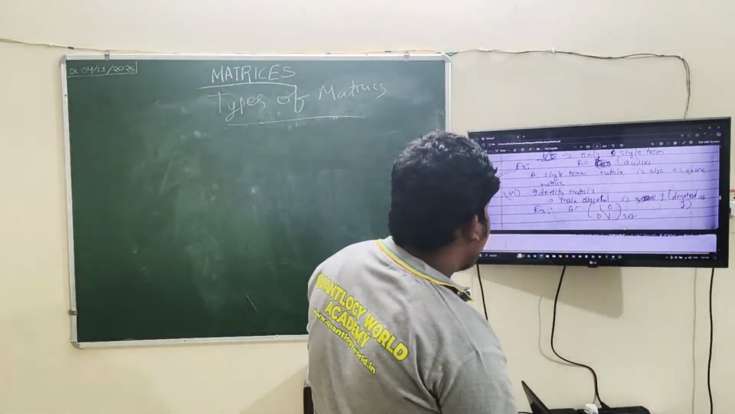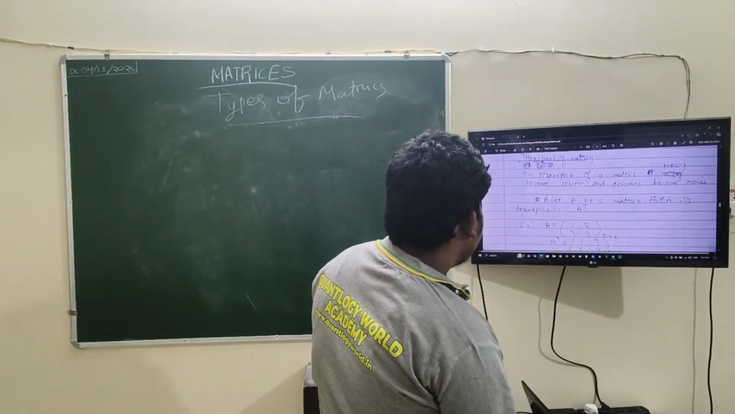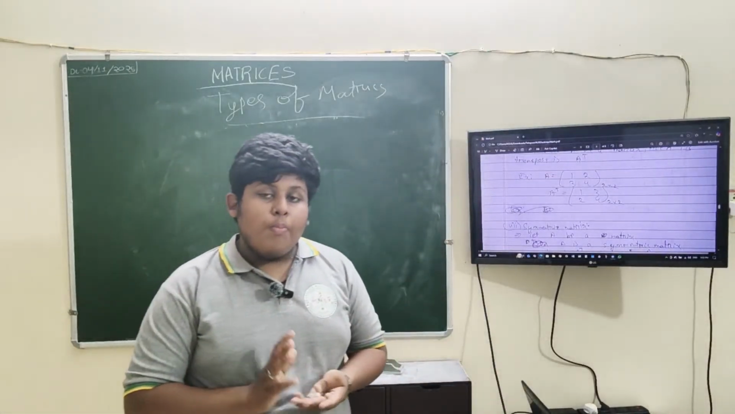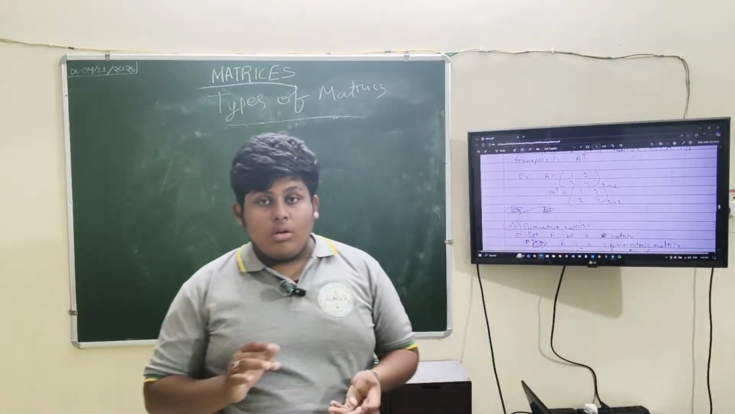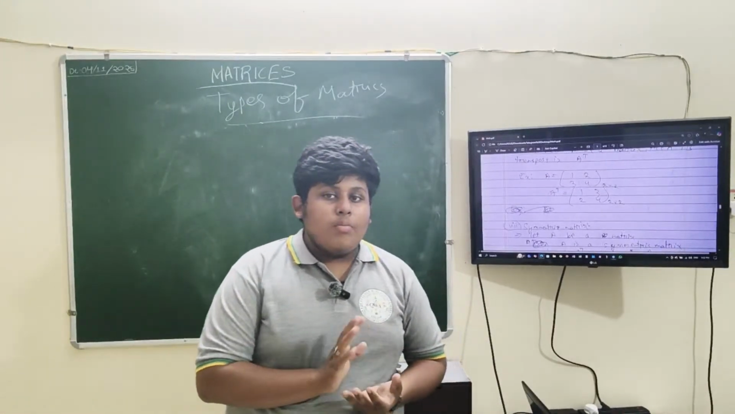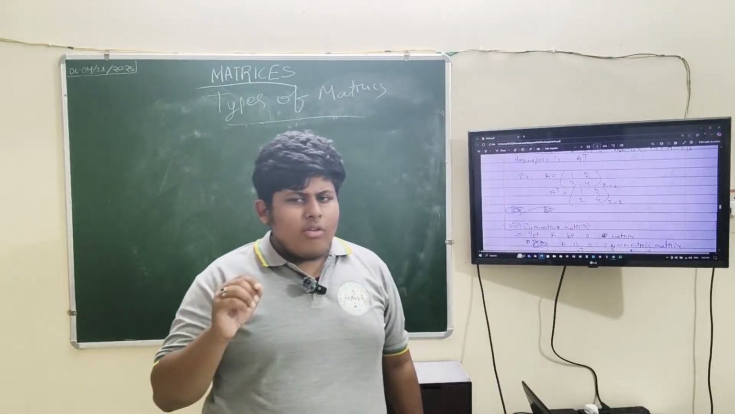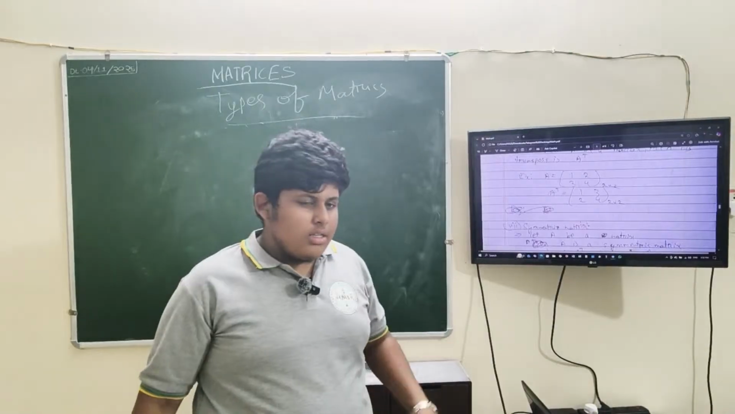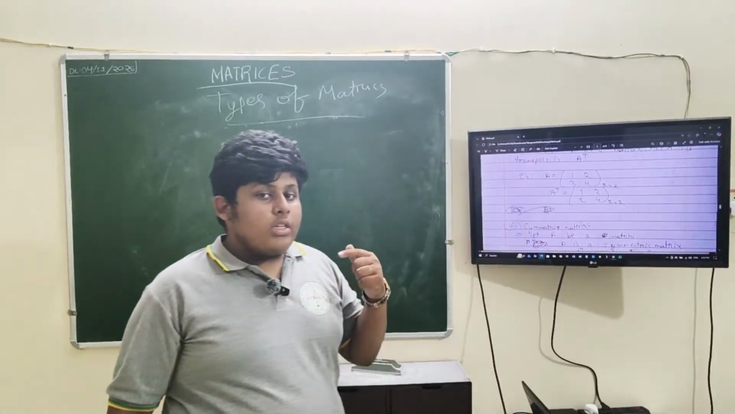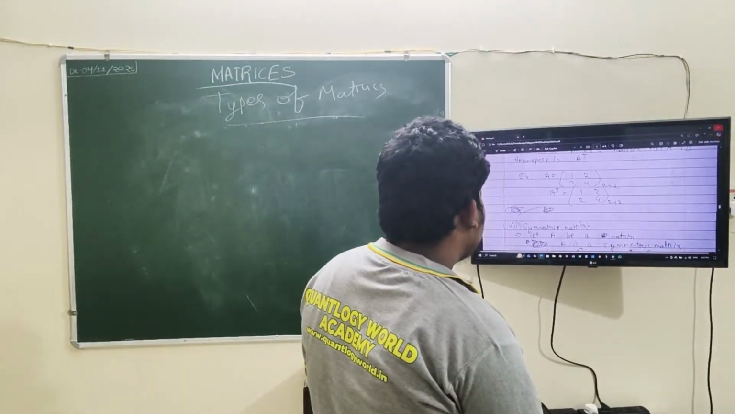The next type of matrix we will go to is symmetric and skew symmetric. These are the two most important topics or types of matrix in the class 12 matrix chapter. If you listen properly and try to understand, then you can understand it easily. Before going to symmetric and skew symmetric, we first have to understand what the transpose of a matrix is. So let's go to the transpose of a matrix.